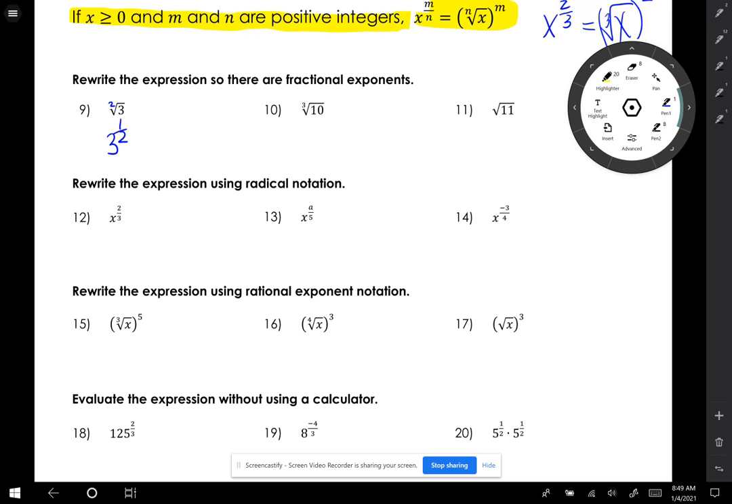For number 10, the cubed root of 10, that would be 10 to the 1/3. And for number 11, we would do 11 to the 1/2. Okay, so 1/2 is the same as square root.